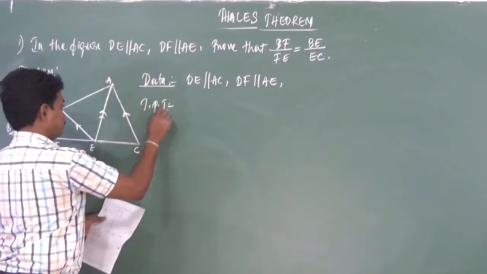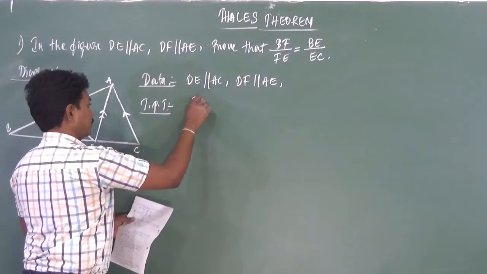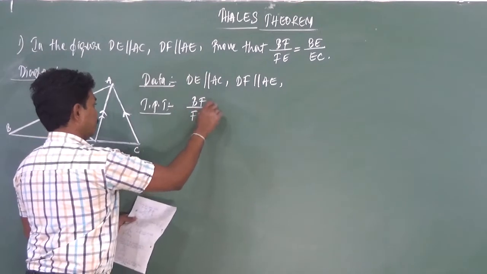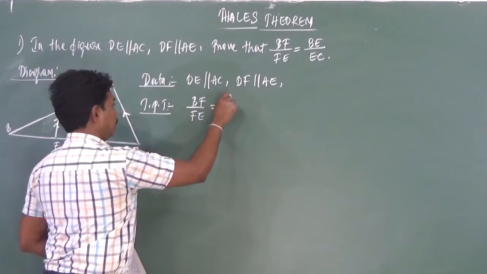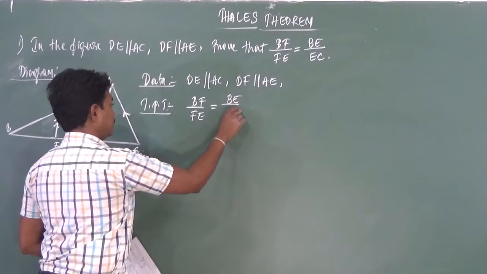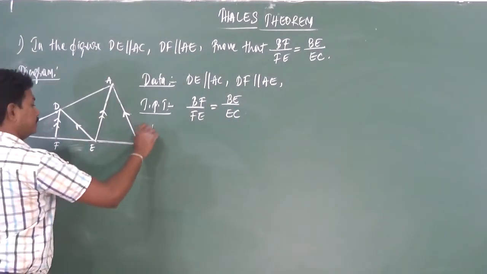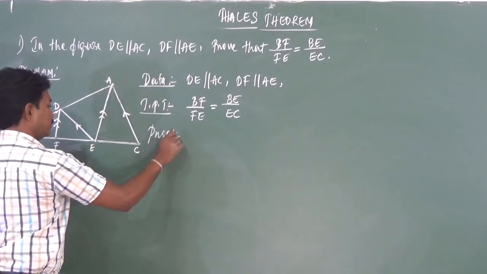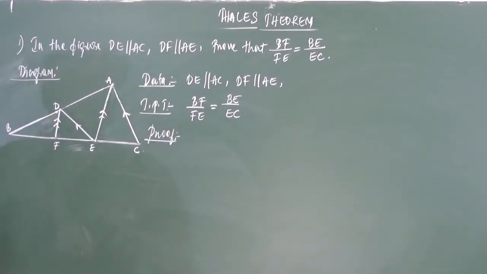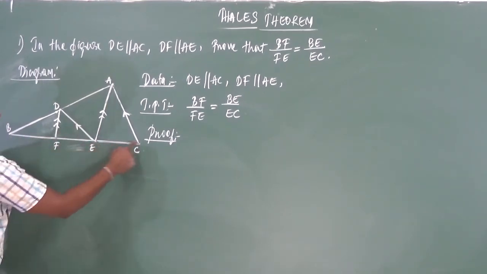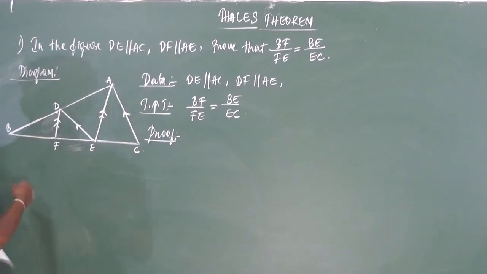To prove that BF by FE is equal to BE by EC. Okay, let us get into the proof. So data is sufficient, no need of construction here. So now let us take the bigger triangle first. BF by FE is equal to BE by EC, we have to prove it. So let us take the first triangle here.